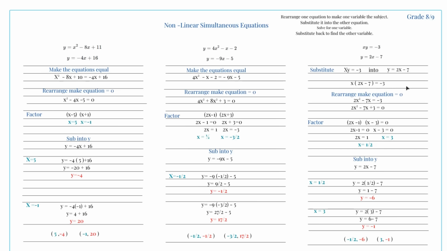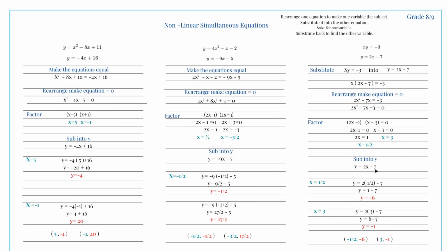I need to make it 0 as usual. And I've just timesed it all out, moved it all over, and got my 0. So I need to factorise this. So it's 2x minus 1 and x minus 3. They all equal 0. 2x minus 1 equals 0, 2x equals 1, x equals a half. And that one was straightforward because it was a 0. So that's a minus 3, so that's going to be a 3.